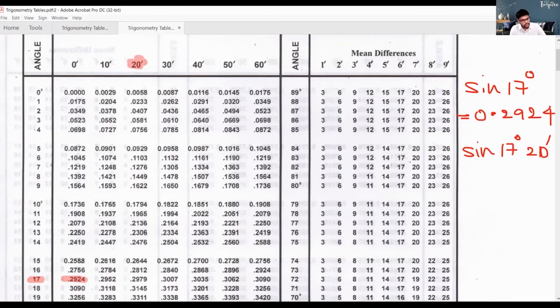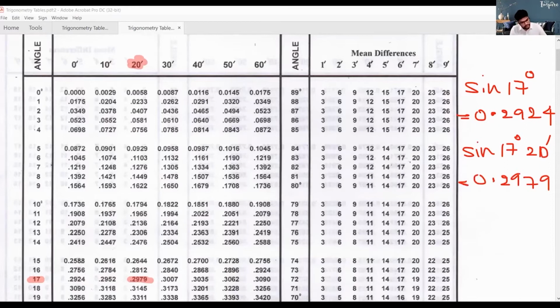Okay, so you find the corresponding position for 17 degrees and 20 minutes, meaning this position would be over here, children. So that means sine of 17 degrees and 20 minutes is going to be 0.2979. Okay, but let's take it one more step, right?